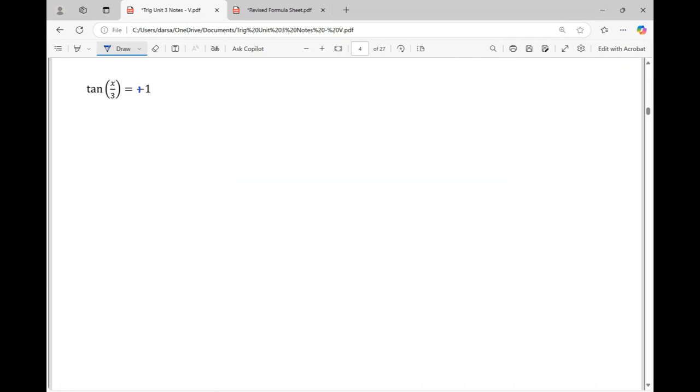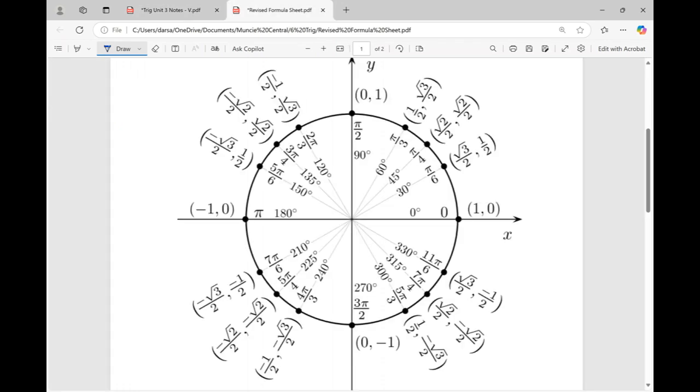We want tangent of x over 3 to equal positive 1. Because this is x over 3, think of this as 1/3 x. So instead of 2 full unit circles or 3 full unit circles, we're only going to look at 1/3 of the unit circle. Where is 1/3 of the unit circle? If we cut pi into 3 pieces, 1/3 looks roughly here. So we're only allowed to look in this first wedge of the unit circle.